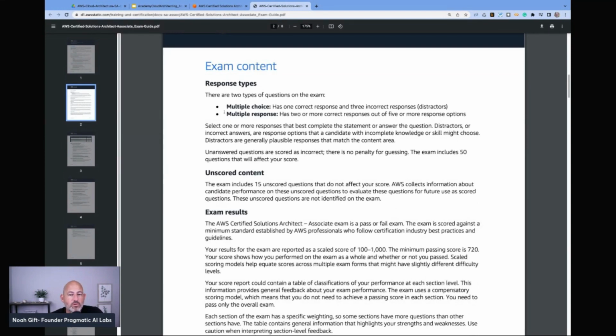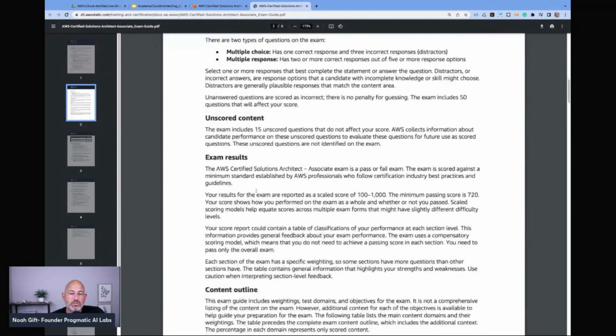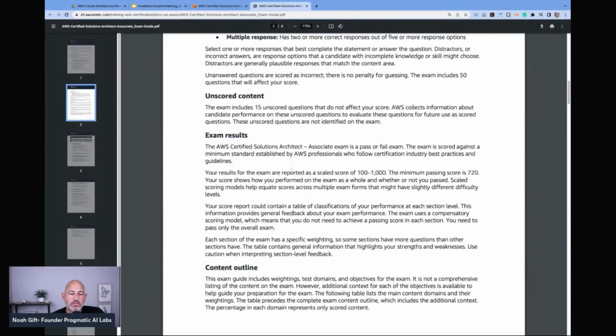This one would cover multiple choice. So there's one correct response and 3 incorrect responses. Also multiple response, so 2 or more correct responses out of 5. And in terms of exam results, the AWS Certified Solutions Architect Associate exam is pass or fail. The minimum passing score is 720. So really you need to have a C- essentially on the exam.